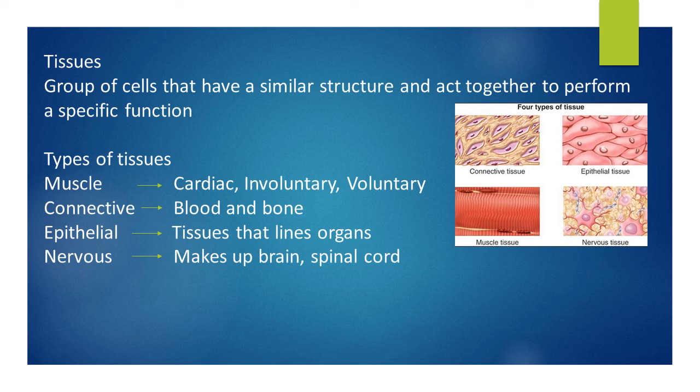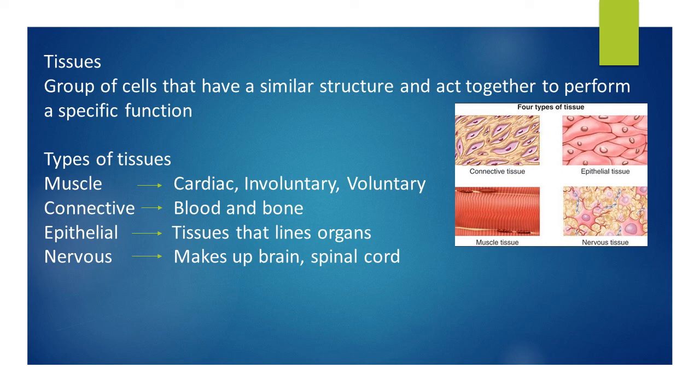If we consider muscle tissues, they can be found in 3 types: cardiac muscle, involuntary muscle and voluntary muscle. And connective tissue can be present in blood and bone. Blood mainly consists of red blood cells and white blood cells, and also a liquid called plasma.